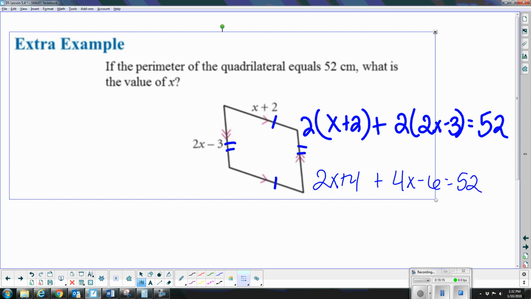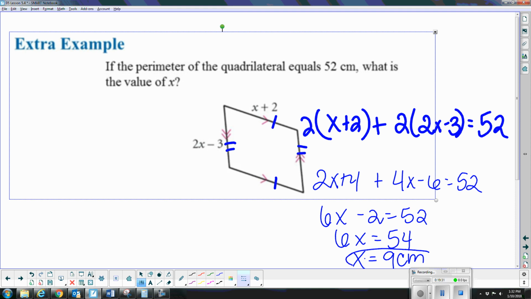And then we can combine our like terms. So we get 6x minus 2 equals 52. Add 2 to both sides, 6x equals 54. And then lastly, solve for x. And don't forget your units. So in this example, x equals 9 centimeters.